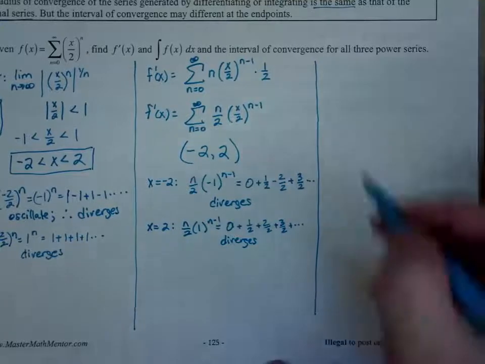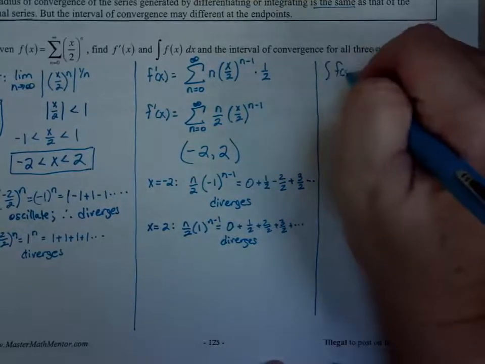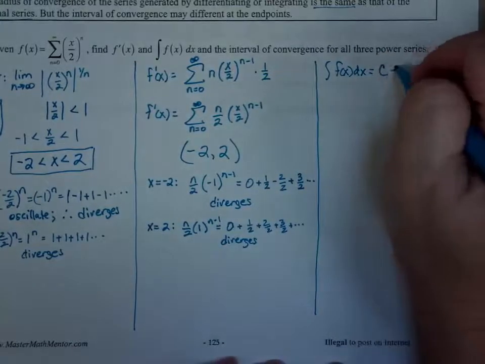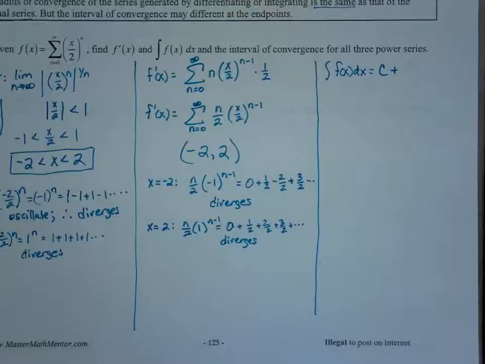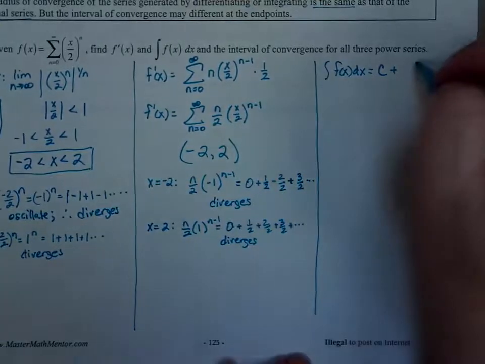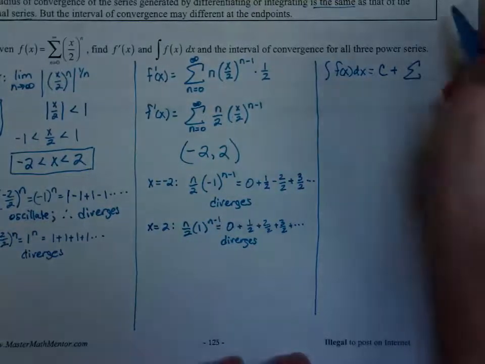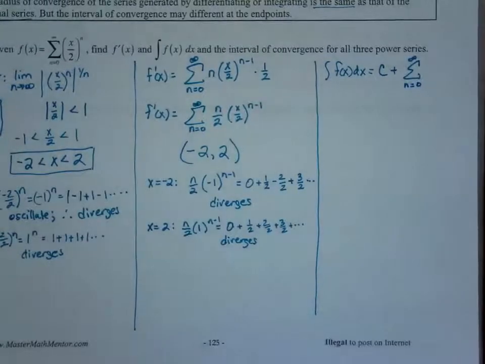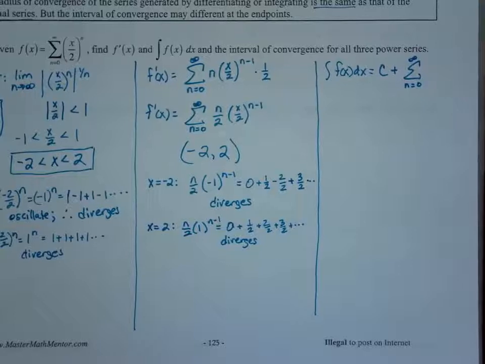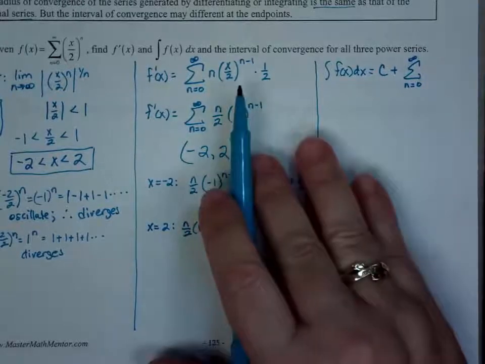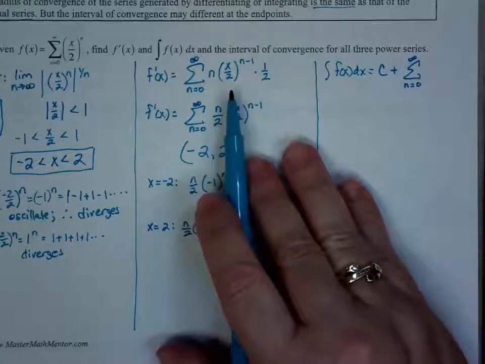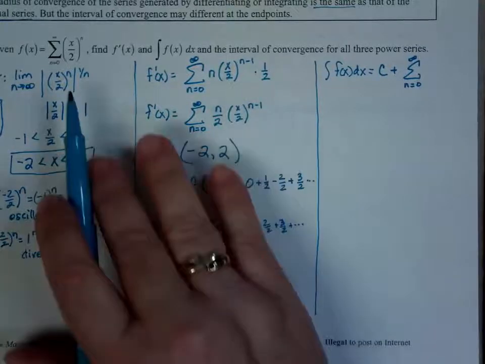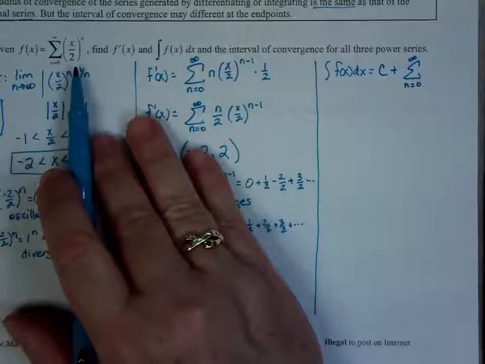Okay, time to do the integral, the antiderivative of f of x dx. Okay, remember it's going to be c plus, because the c goes on the front, summation n equals 0 to infinity. Now, remember, don't make the same mistake I did. When I first did this, I tried to go back and take the antiderivative of this one. No, that's the derivative. I don't want to take the antiderivative of the derivative. I want to go back to the original equation right here.